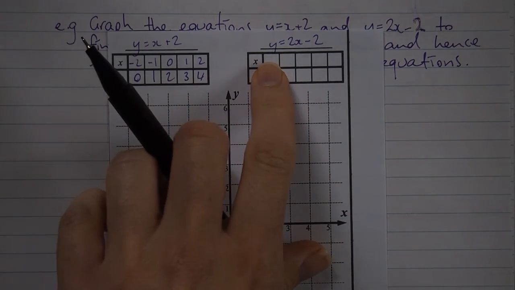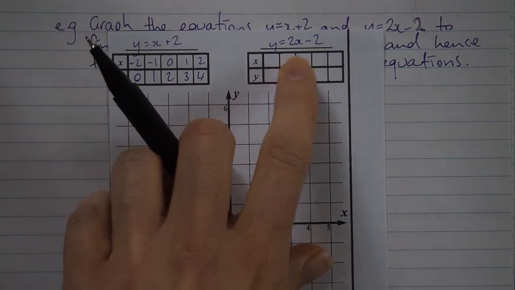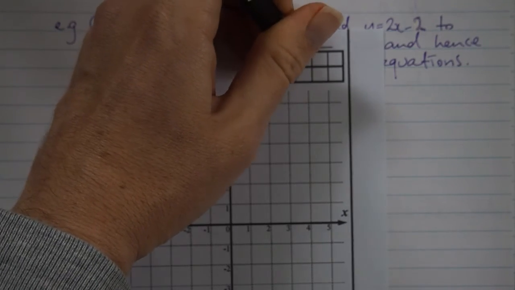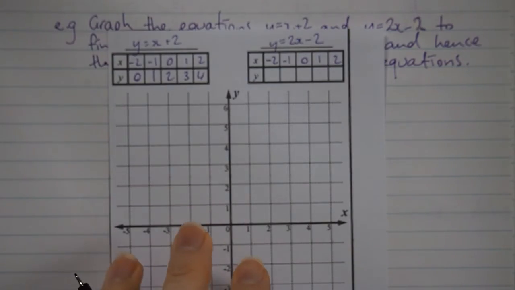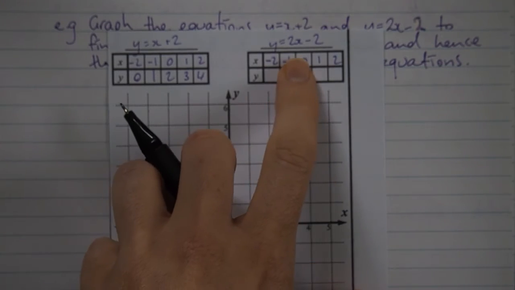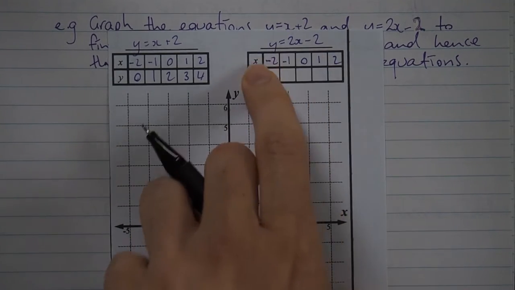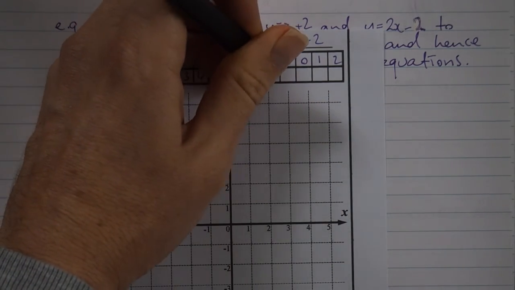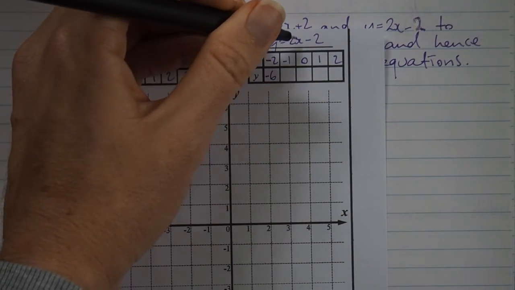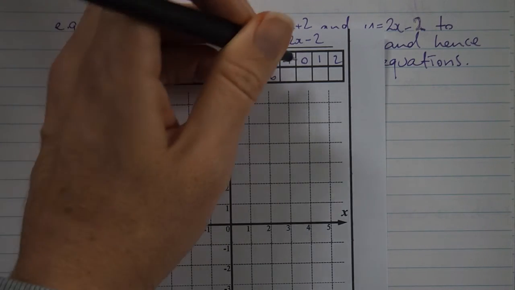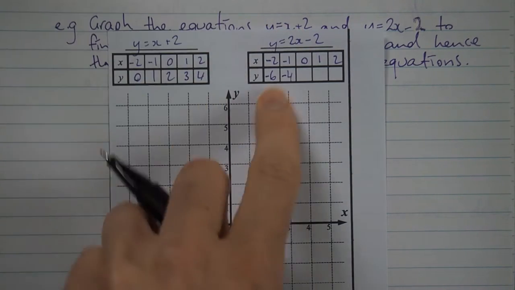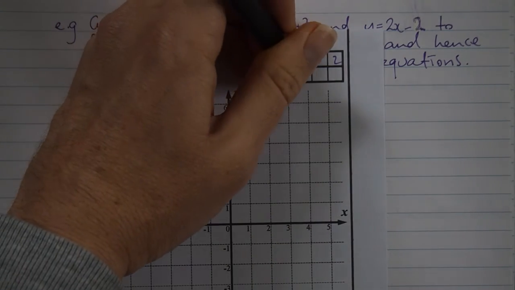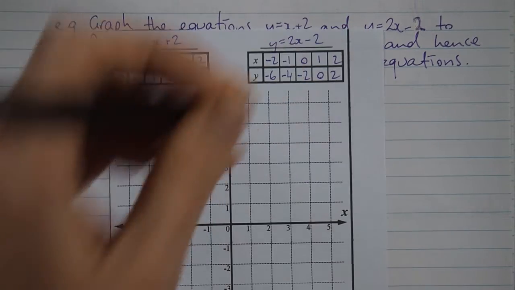Then for my other equation, I have y equals 2x minus 2. Again, I'm going to use -2, -1, 0, 1, 2. So I've got 2x minus 2. 2 times -2 is -4, take away 2 is -6. 2 times -1 is -2, take away 2 is -4. You can see my values here are going up by 2, so I'm just going to fill in the rest of the values.